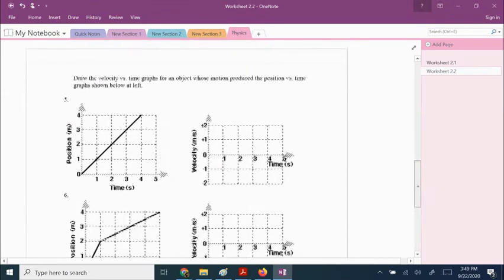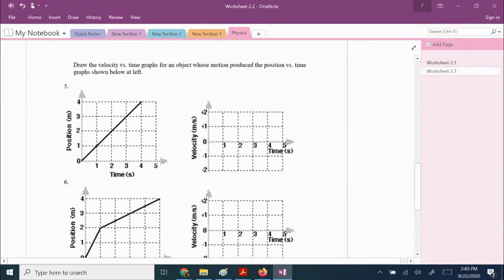Okay, next one is to take this position versus time graph and make a velocity versus time graph. So we just need to be able to find the slope. In this case, the slope is up 1 over 1. So the slope would be 1, that's a velocity of 1 meter per second. And it does that for 4 seconds. So it should look like that.